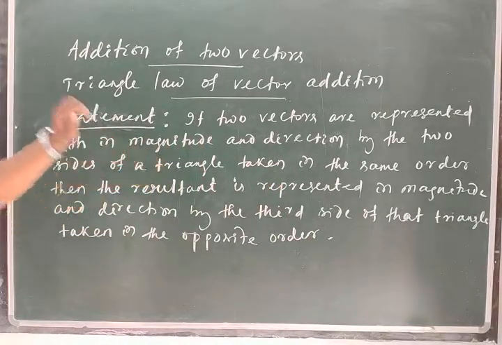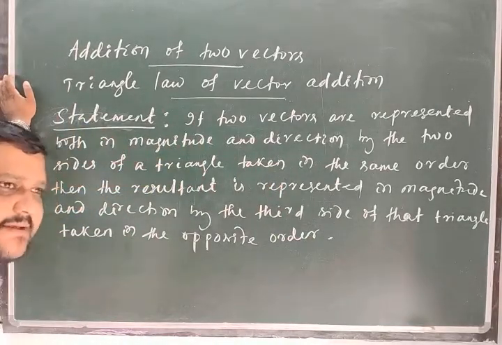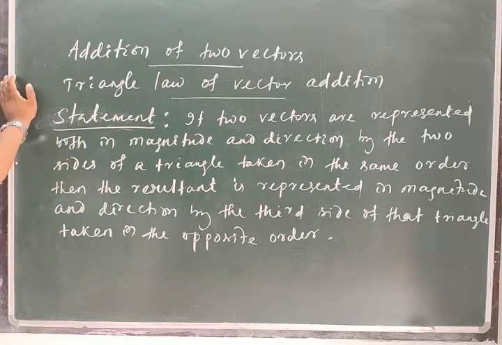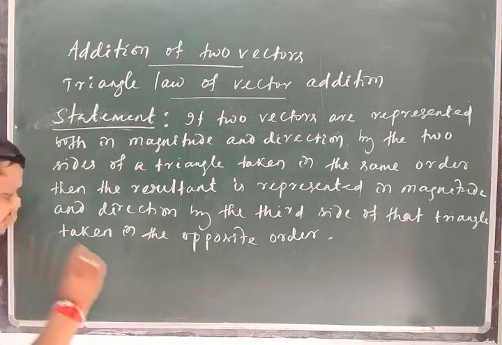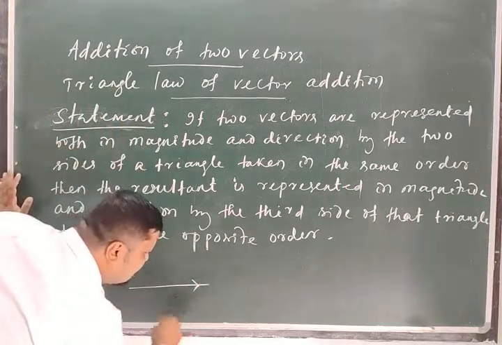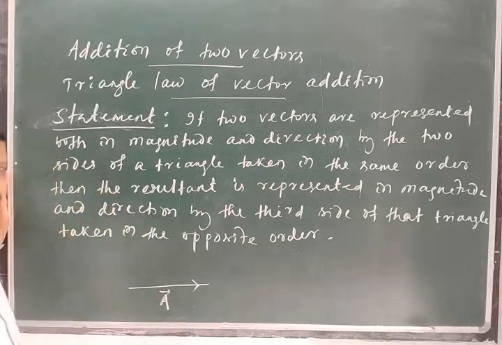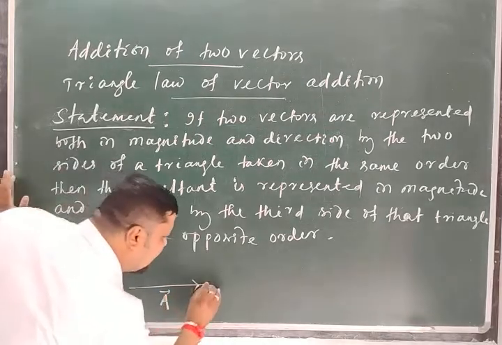If two vectors are represented both in magnitude and direction by the two sides of a triangle taken in the same order, then the resultant is represented in magnitude and direction, meaning it is a vector, by the third side of that triangle taken in the opposite order. Clear? Now how to show this? Let us consider a vector like this. Let A be a vector and B another vector like this.